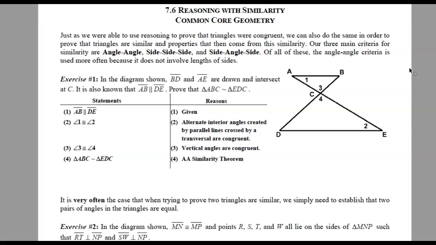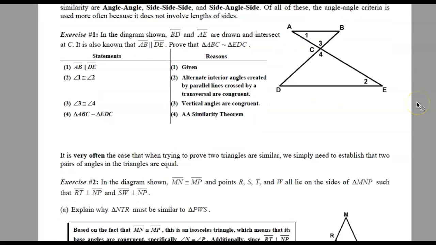So just like with congruence proofs, we want to look at the diagram, see what we know, and make a plan for which code to go for, and then go from there. All right, so it's very often the case that when we're trying to prove two triangles are similar, we need to establish angles being equal.